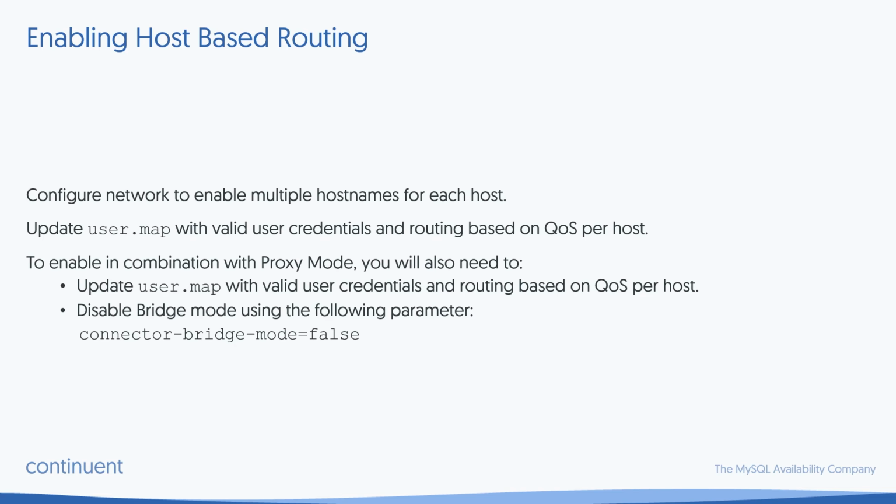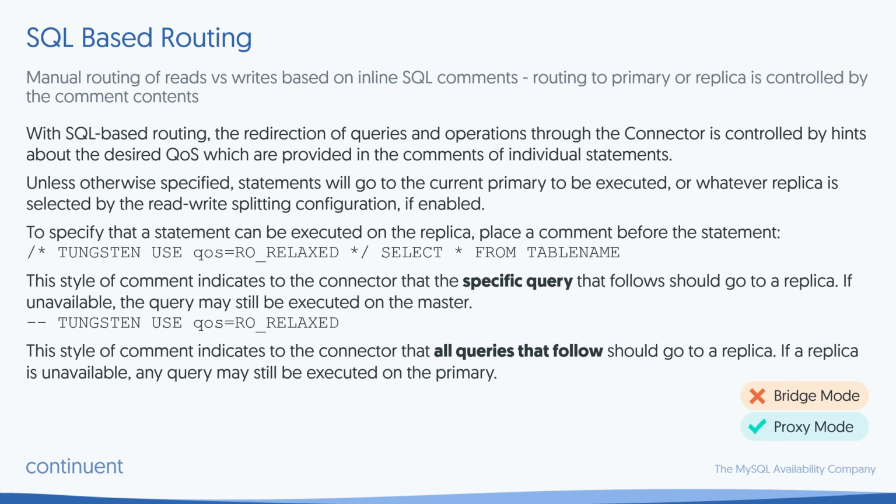To configure, first ensure the connector host network has been configured with multiple IP addresses and host names, then update the user map with the @host option entries. Additionally, disable bridge mode if you wish to use proxy mode, but also ensure you have those valid credentials in the user map. And those user map entries are needed even if you are sticking to bridge mode in this scenario. SQL Based Routing, this is only available with proxy mode.